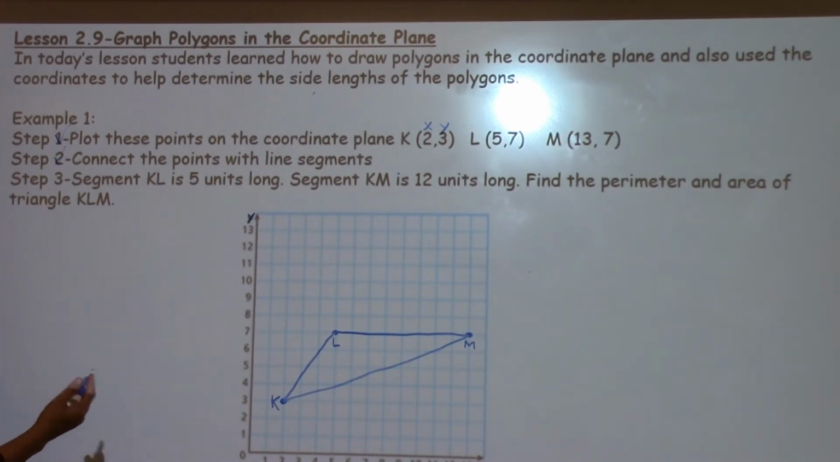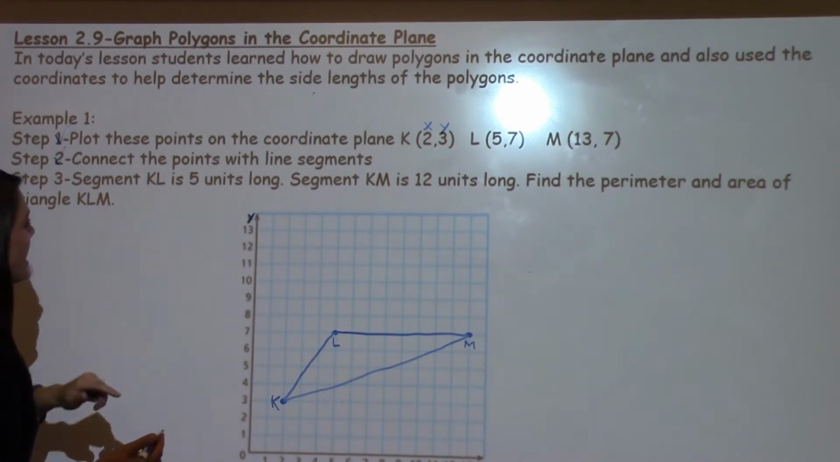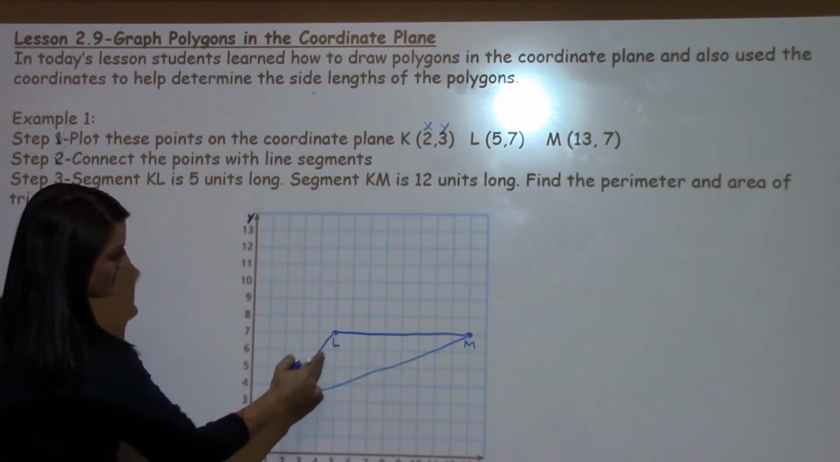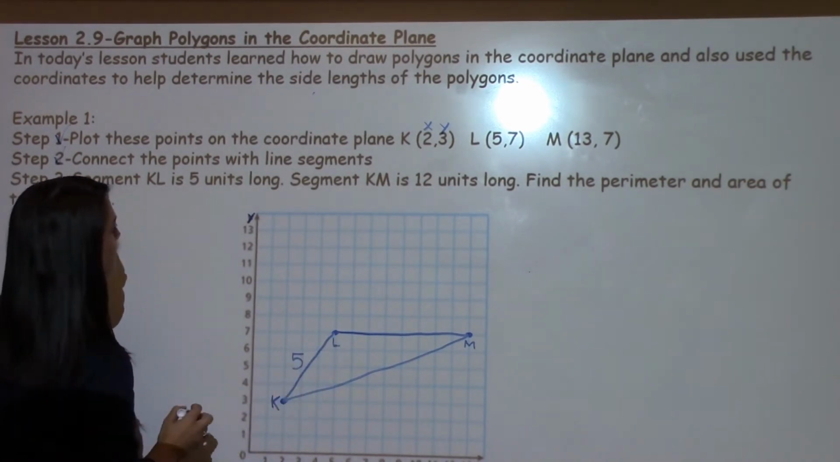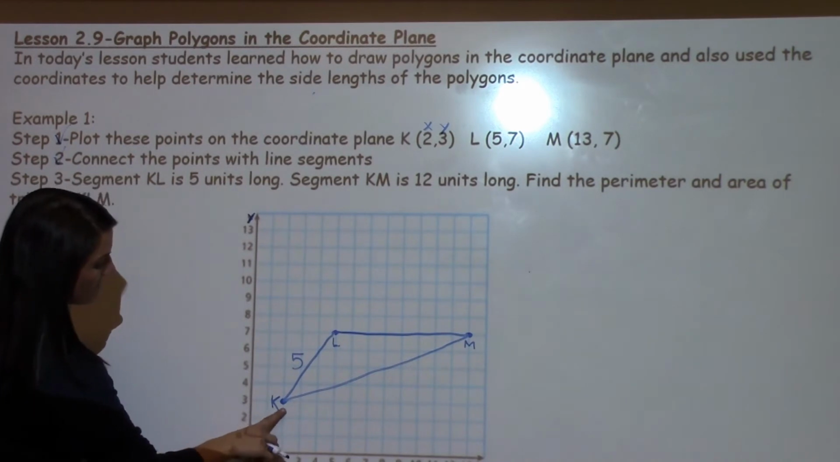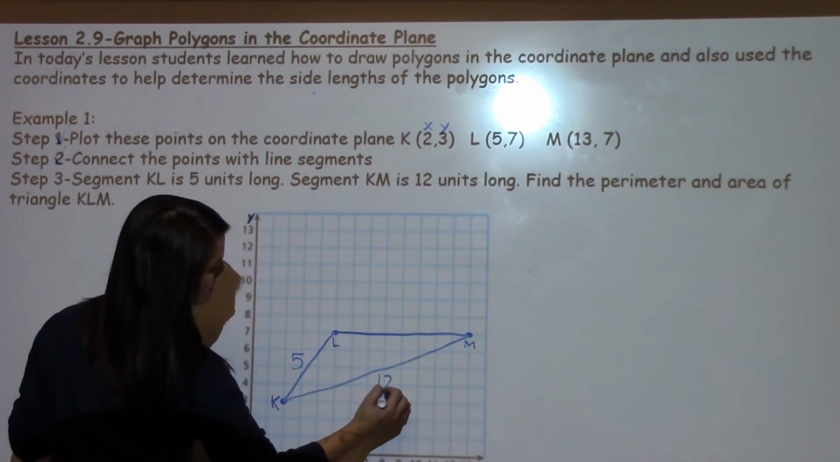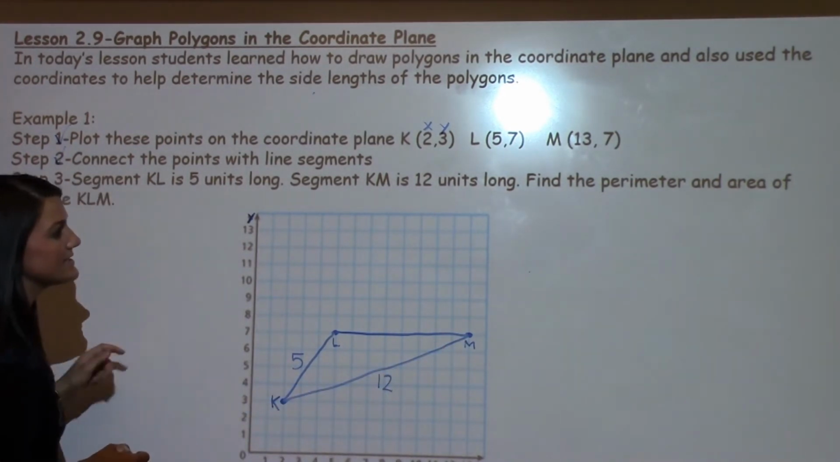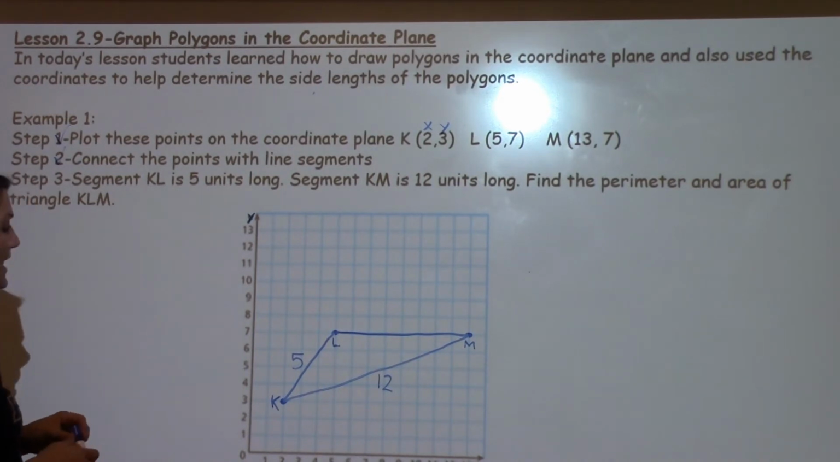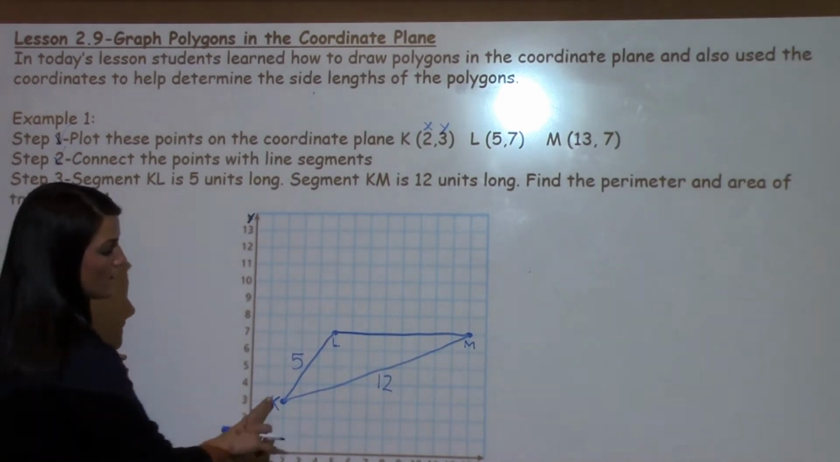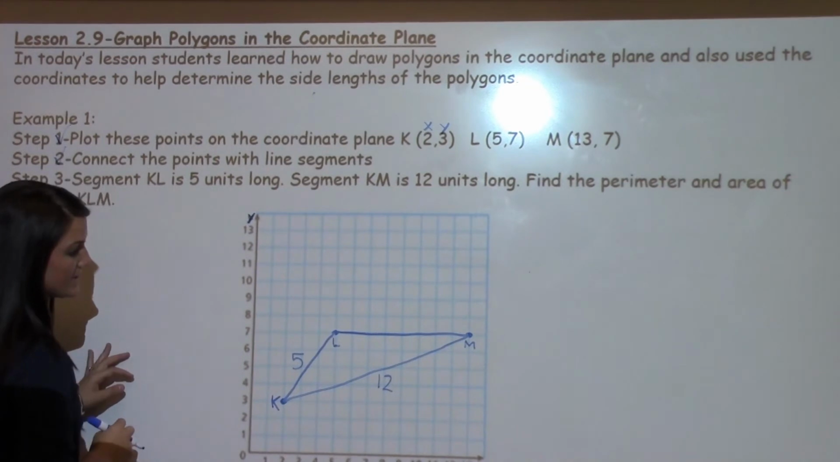Then it tells me a little bit about the shape. It says segment KL is 5 units long, K to L, 5. Segment KM is 12, K to M, 12. And then it says to find the perimeter and area of triangle KLM. So it wants me to find the perimeter and area of this shape.